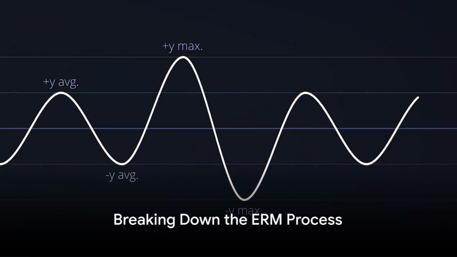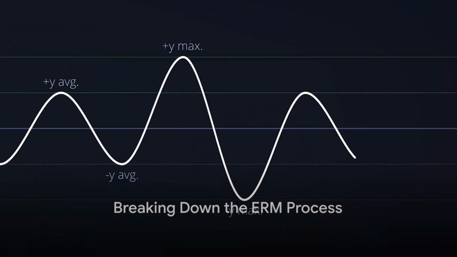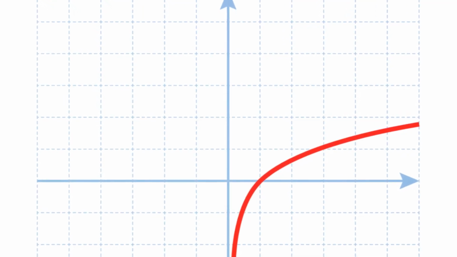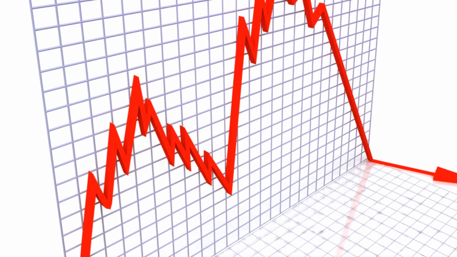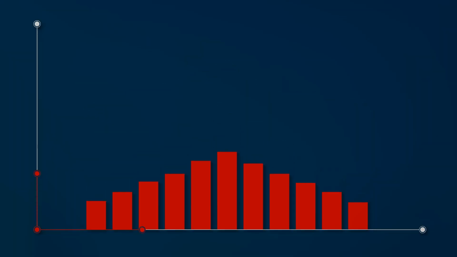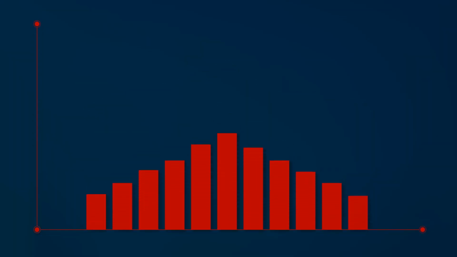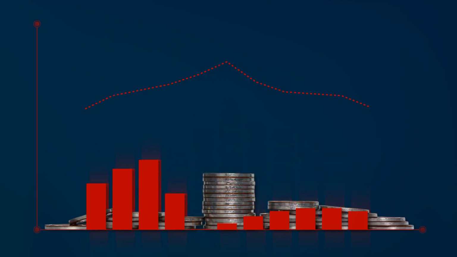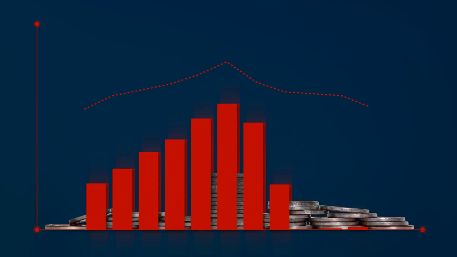So how does empirical risk minimization work in practice? Well, let's take a closer look. First, we start by defining the loss function. This is the measure of how well the model's predictions match the actual outcomes. It's a bit like a yardstick that tells us how far off the model is. The function can be as simple or complex as needed, depending on the problem we're trying to solve.